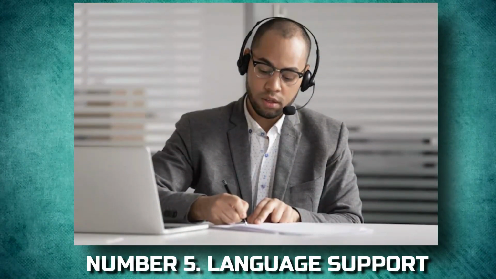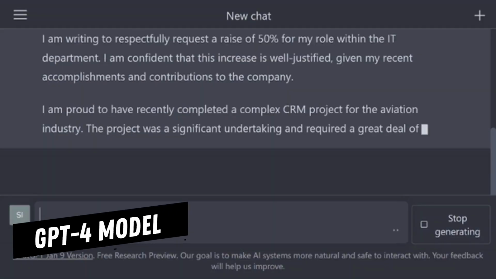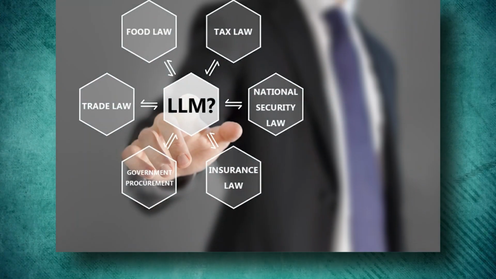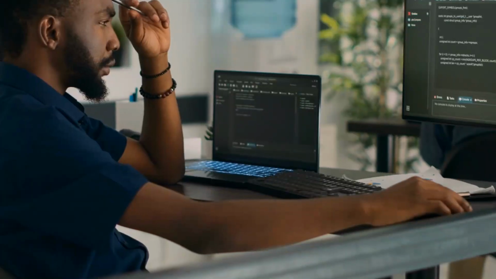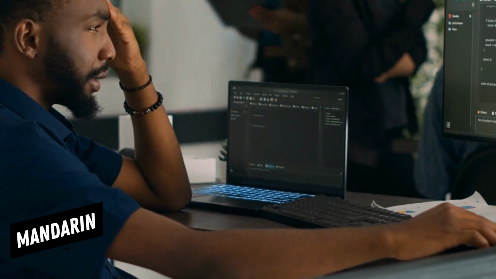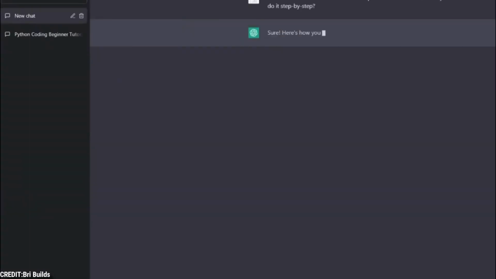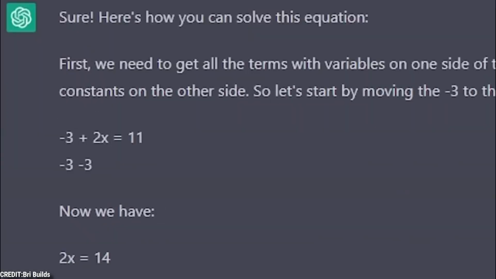Number 5. Language support. ChatGPT's latest GPT-4 language model has added support for even more languages. The latest LLM has demonstrated support for over 26 different languages. These include a variety of languages, including French, Spanish, Arabic, Mandarin, Italian, and many more. This makes ChatGPT an extremely capable bot that can speak quite well in many languages.